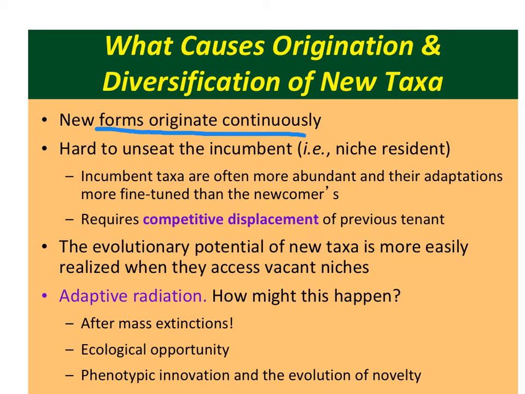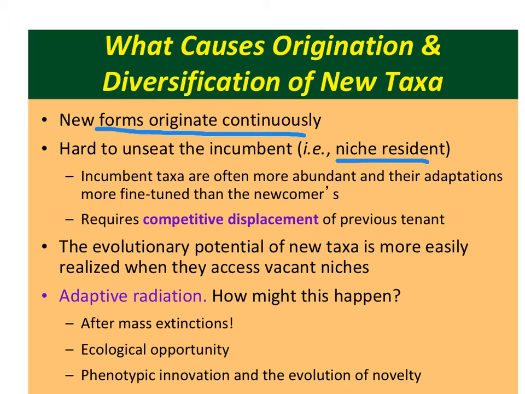Because there's lots of competition among other processes like predation, a species that is in the same location for a while becomes a niche resident, and they become adapted to that specific location with all the ecological factors that make it successful. So it's hard to unseat a species that's already very successful in a certain place. Their taxa are more abundant and their adaptations are more fine-tuned than any newcomers.